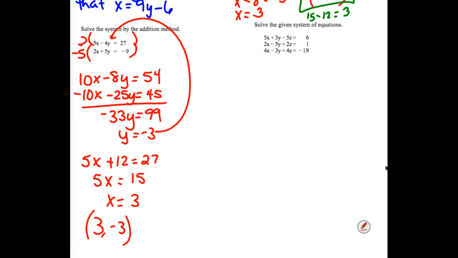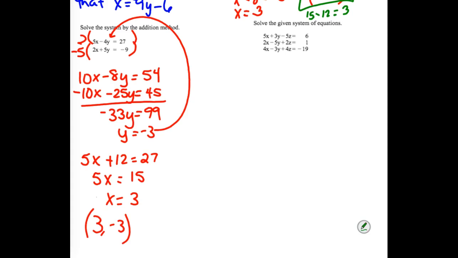Again, I used the top equation to figure out that x was 3, so now I'm going to check it in the bottom equation. I'm going to put a 3 in for x and a negative 3 for y. That leaves me 6 minus 15 is negative 9. That's true, so I know it works.